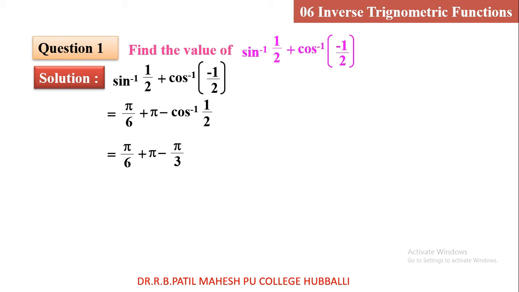So now solving this expression, taking LCM, that is 6, and multiplying to the numerators, we get pi plus 6 pi minus 2 pi. If you solve that, pi plus 6 pi minus 2 pi, we are going to get 5 pi in the numerator divided by 6. Dear students, this is a question for 1 mark. So very simple question using properties and standard values of trigonometry.